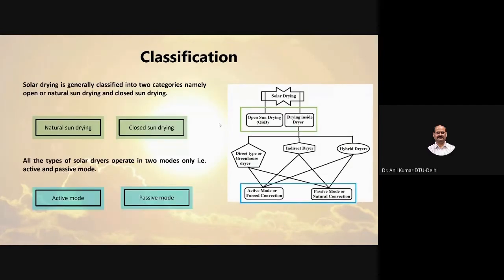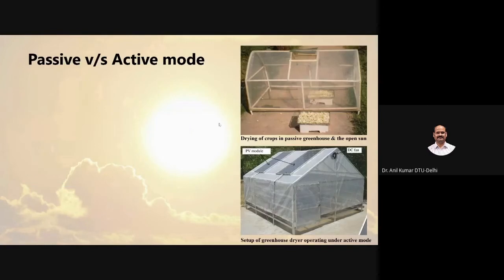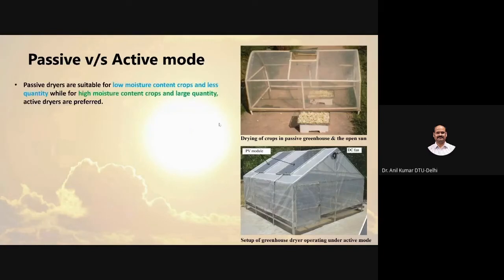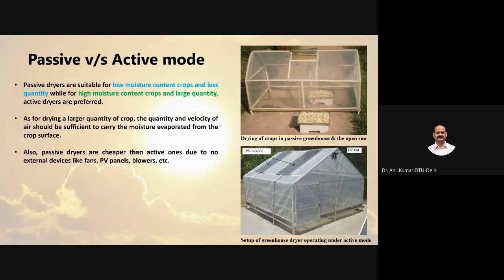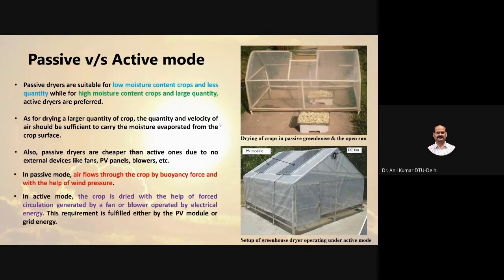Okay. So solar drying is generally classified into natural and forced, the two modes of solar operation. This is the example for the active and passive mode. Now, in the passive mode, the ventilation is on the top of the roof, and the fresh air is coming through this way and gets heated, and when it comes into contact with this crop, this is cabbage.